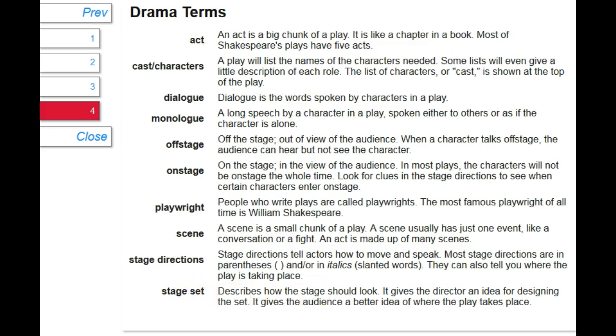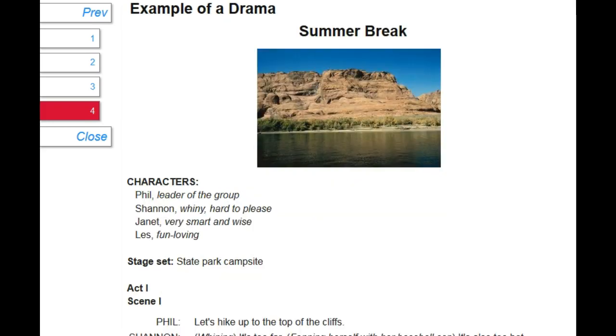Stage set describes how the stage should look. It gives the director an idea for designing the set. It gives the audience a better idea of where the play takes place. Here is an example of a drama called Summer Break. And this is exactly what we read in part 3 of Structures of Texts.